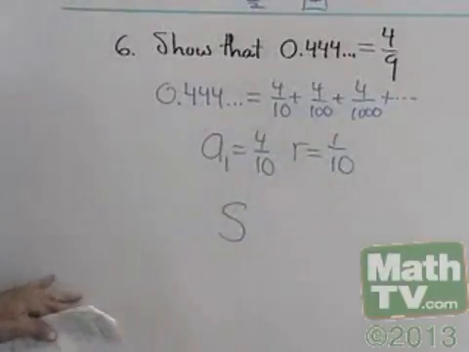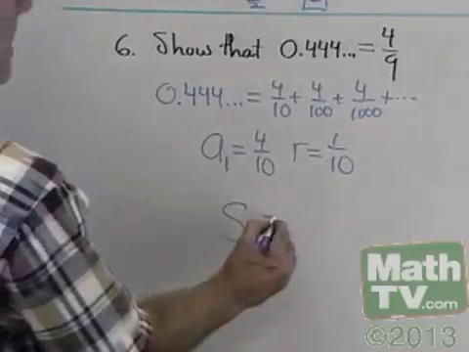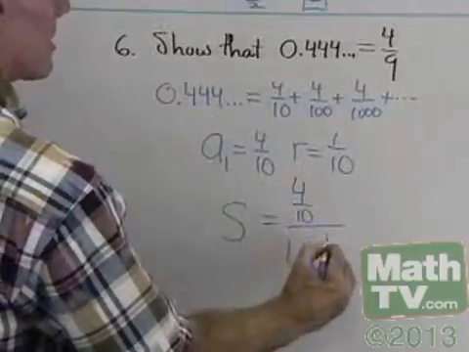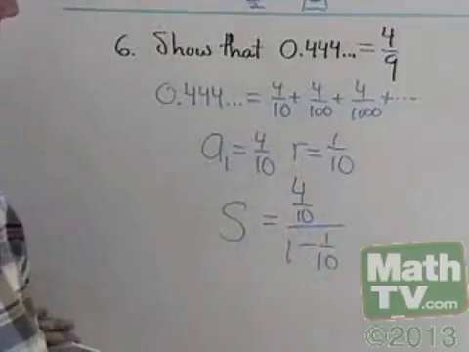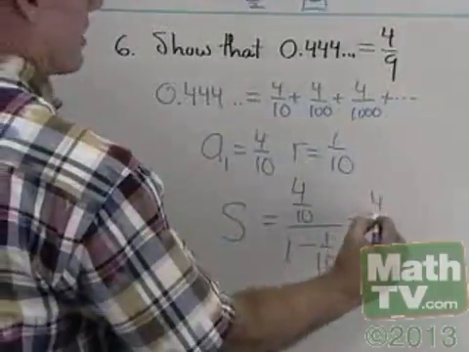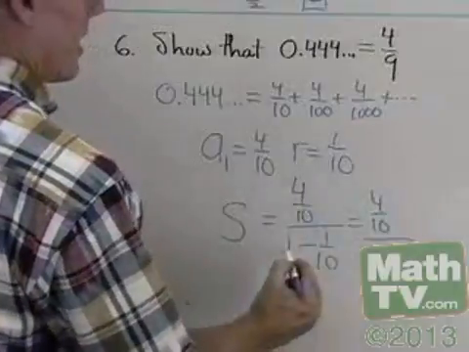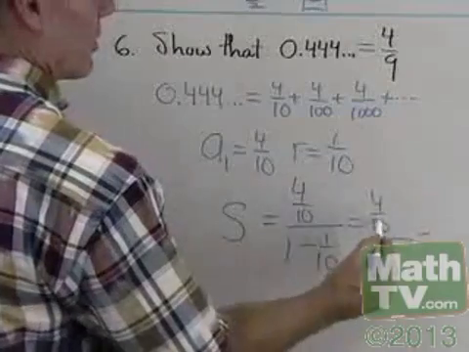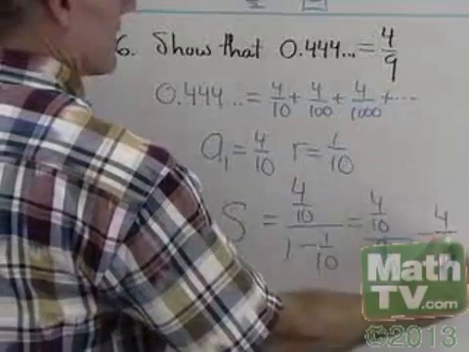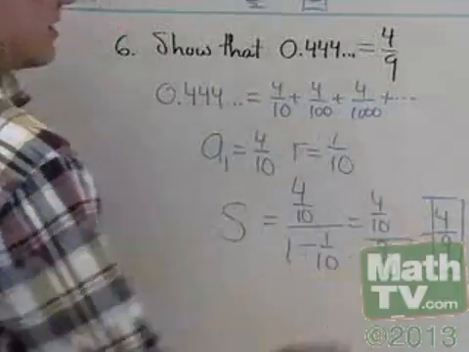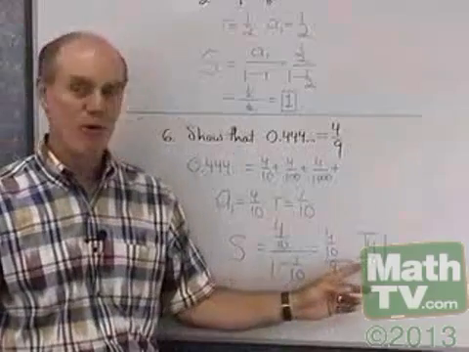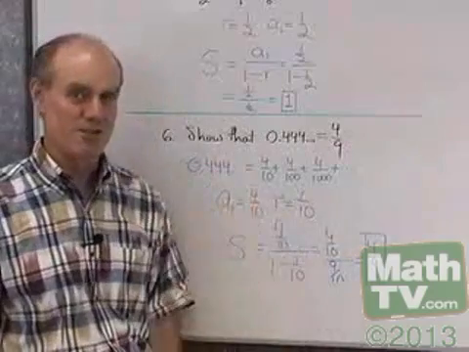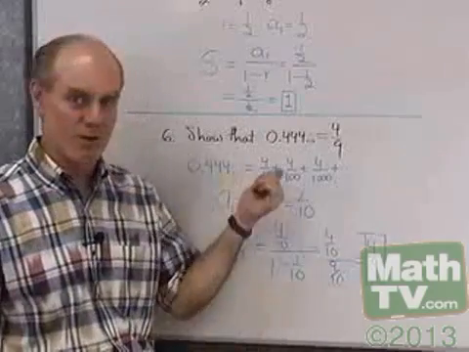So S, my big sum, is going to be equal to the first term, 4/10, divided by 1 minus R, and R is equal to 1/10. So 4/10 divided by 10/10 minus 1/10, which is 9/10. 4/10 divided by 9/10 is exactly 4/9. Now, if you take 9 and divide it into 4, using long division or whatever, you're going to get 0.4444. You just get this repeating decimal, 0.444, with all the dots.